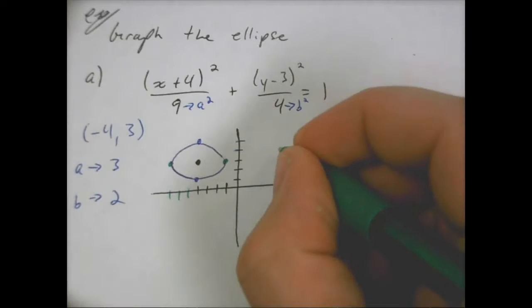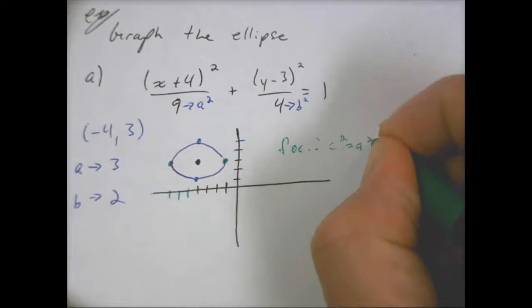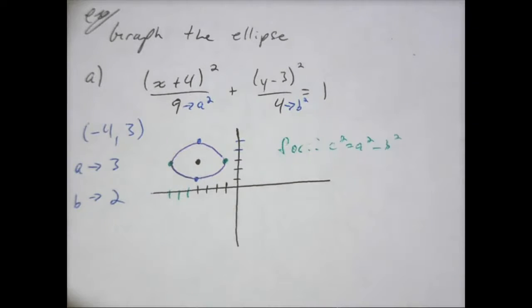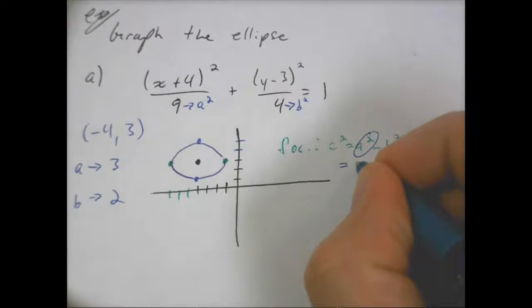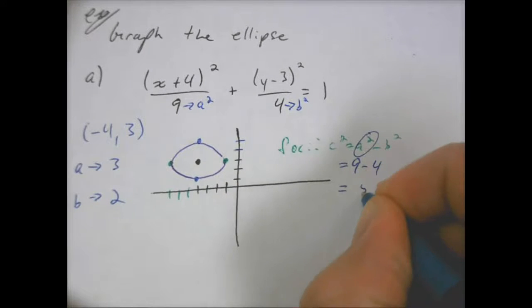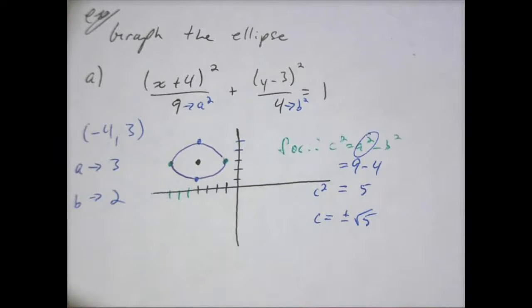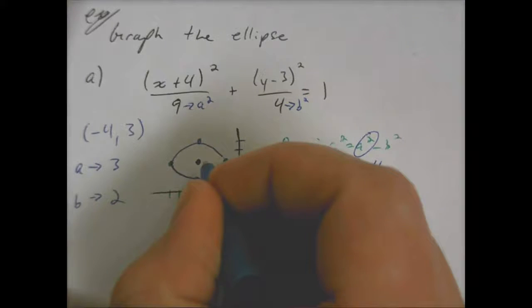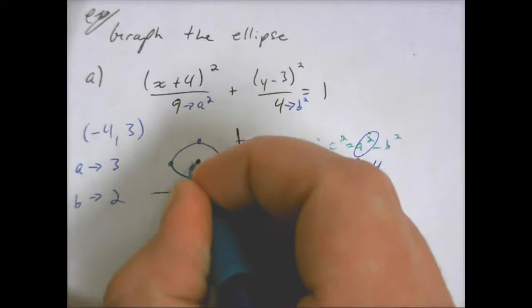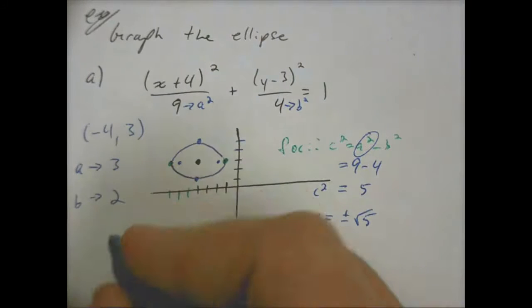If you were asked to find the foci, you would have c squared equals a squared minus b squared, where a squared is just your bigger term. So in this case, my bigger term is 9, so I have 9 minus 4. So this is 5. Don't forget that c squared is 5, so c is plus or minus square root of 5. So for my foci, I'm going to go plus or minus square root of 5, which is 2.24, I believe. If I'm wrong, I'm sorry. We're going to go 2.24 in either direction, and there would be your foci for that ellipse.